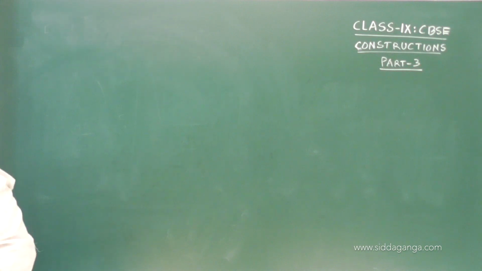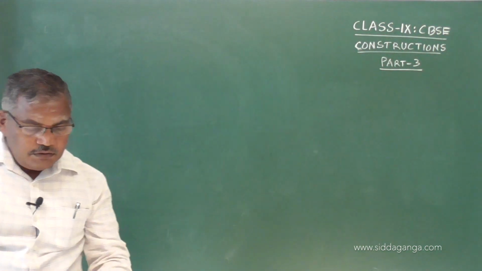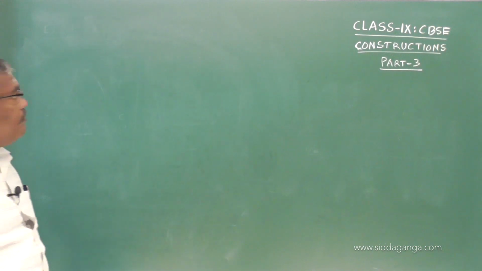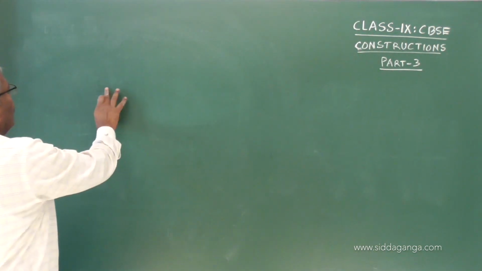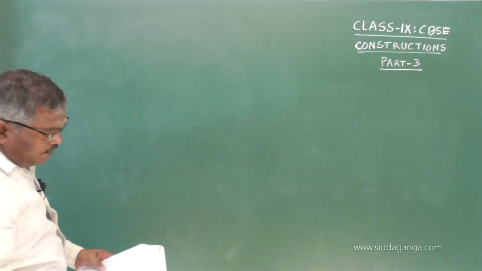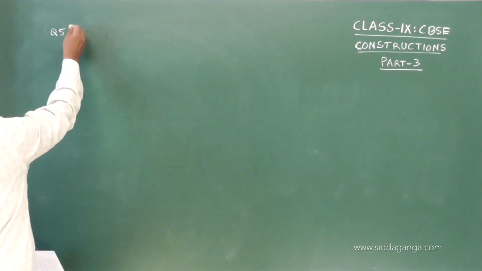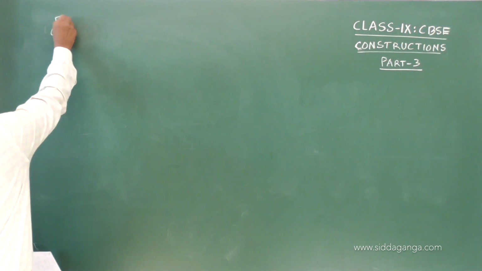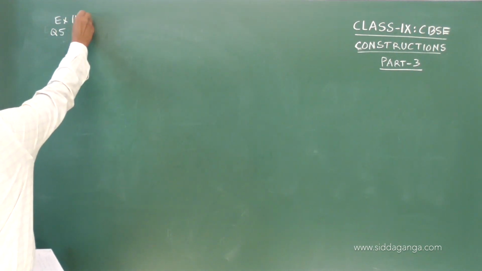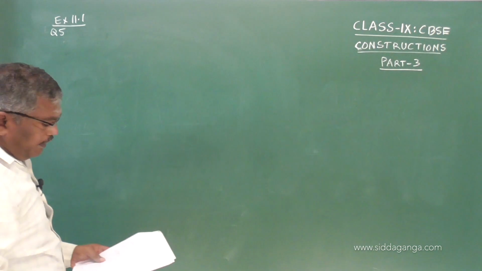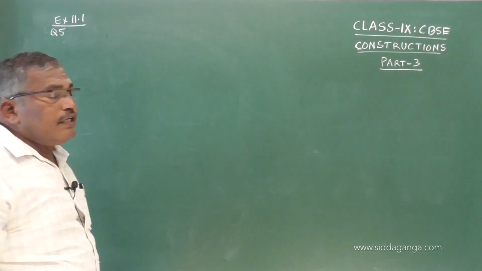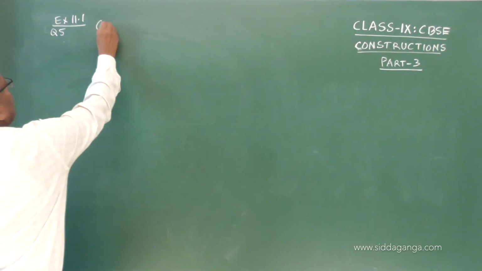So question number 3 and 4, sorry, 3 and 4 we have completed now. We have discussed question number 3 and 4, so I will give you hints. Question number 5, I will go. Question 5 in exercise 11.1. Question 5. The question says, construct an equilateral triangle.